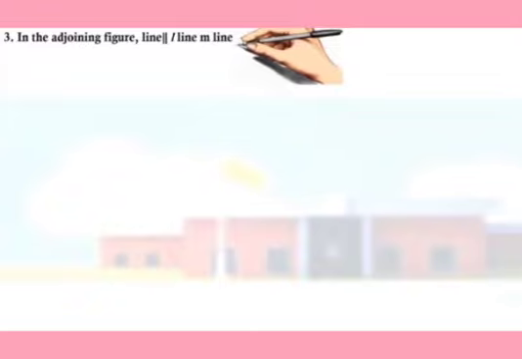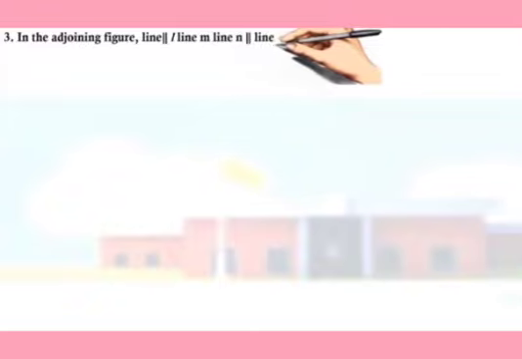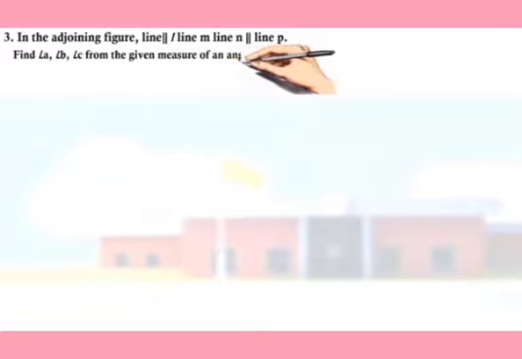Let's solve question number 3. Question number 3 says that in the adjoining figure, line L parallel to line M, line L parallel to line N and line N parallel to line P. Okay, line L parallel to line M and line N parallel to line P. Here we are going to find angle A, angle B and angle C from the given measure of an angle.